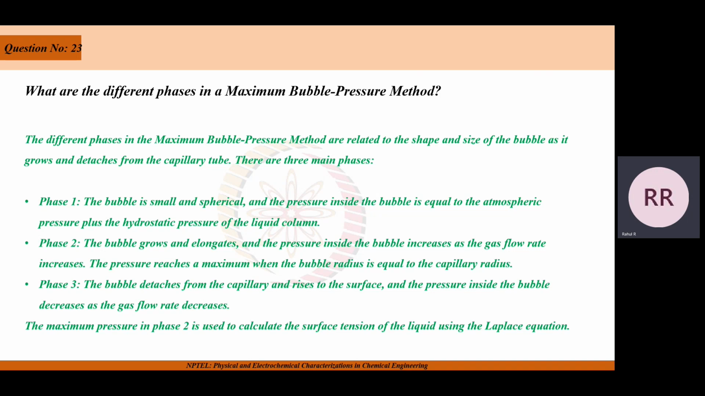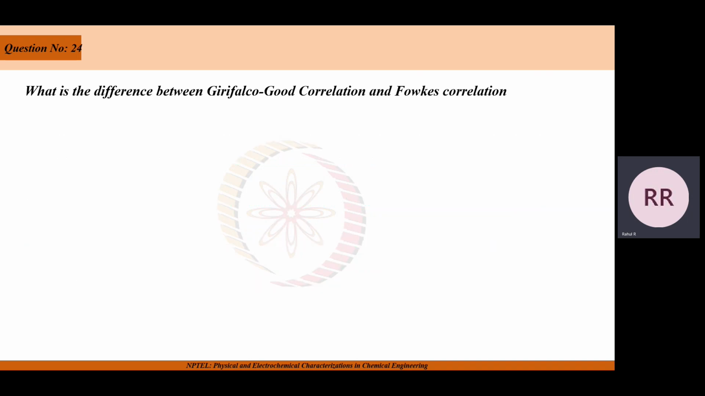The maximum pressure in phase two is used to calculate the surface tension of the liquid using the Laplace equation. However, this is clear. And let us go to the next question. What is the common difference between the Girifalco-Good correlation and the Fowkes correlation?